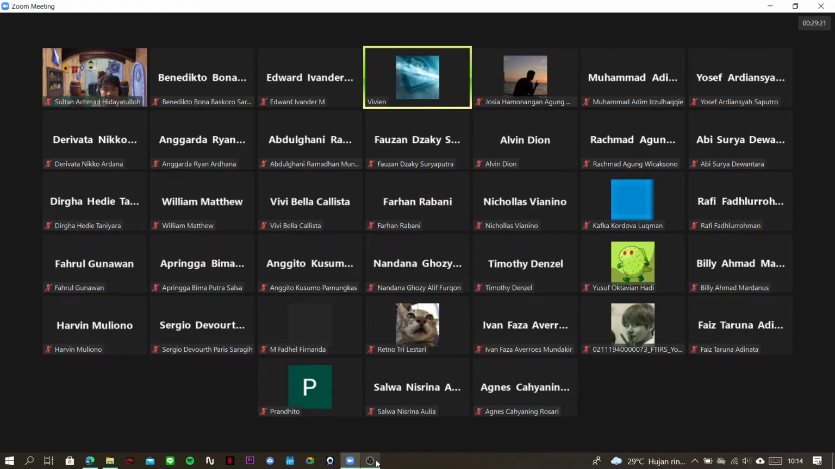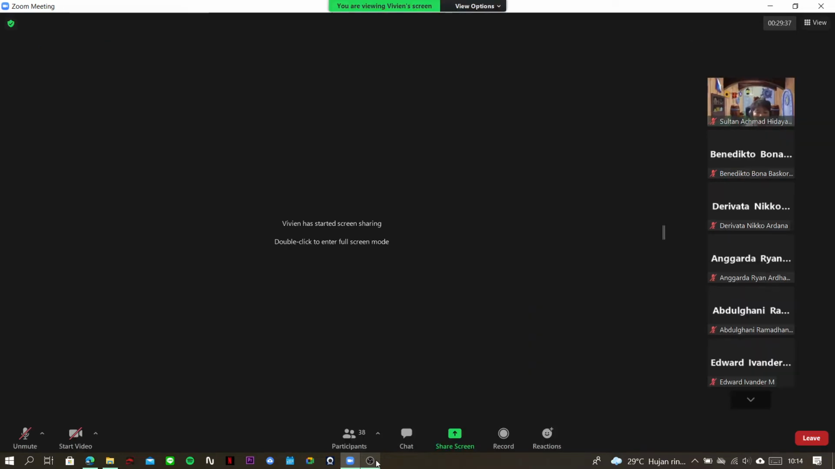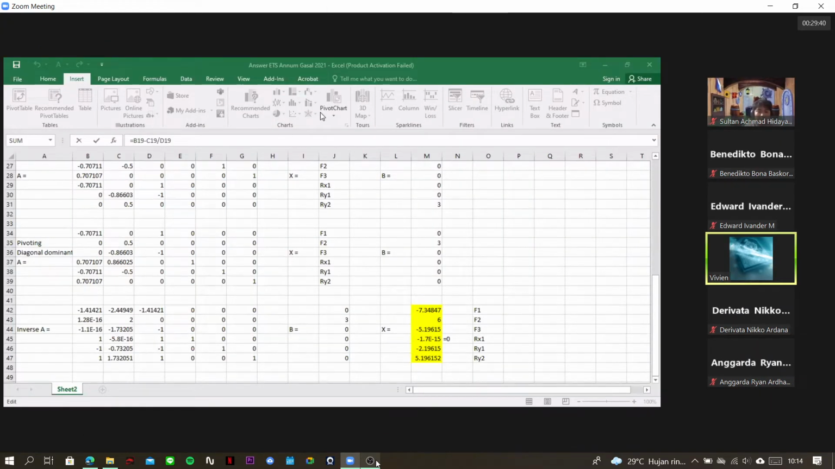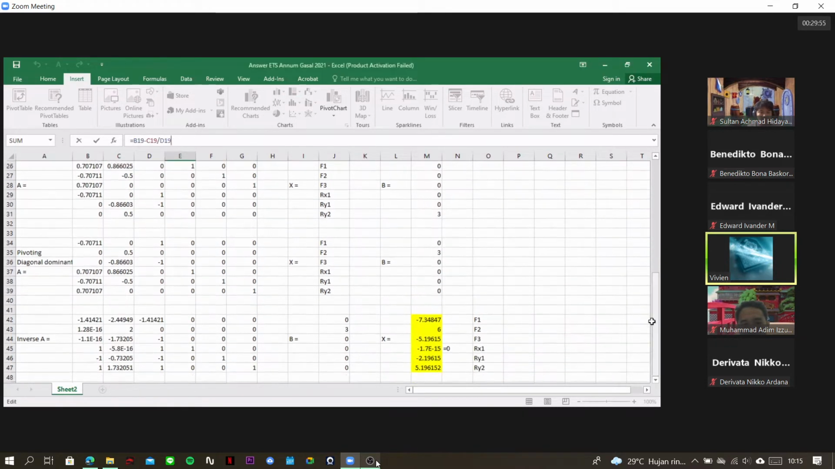Yeah, I think there's a bit of a problem with my computer. Okay, so here I will show you the value of A, which is obtained from the calculation, from the node that we have.